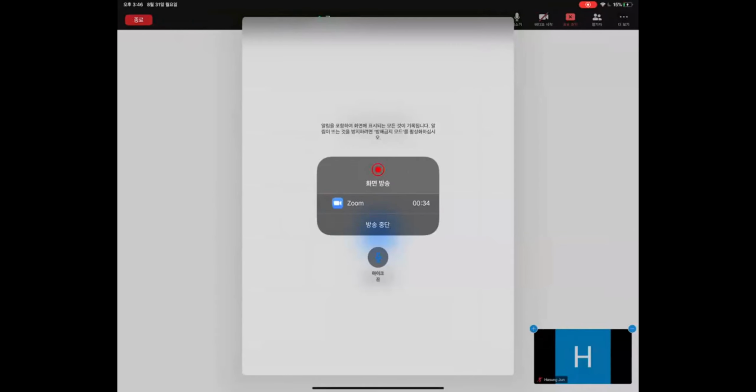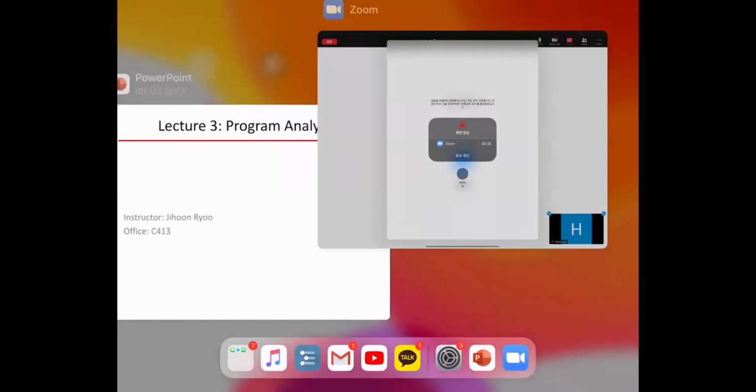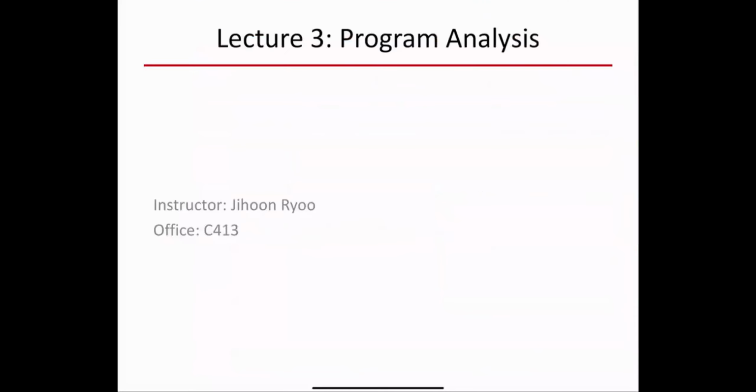Stop sharing it. Screen, share screen. Multiple people can share this. Okay. So today we're talking about the program analysis.